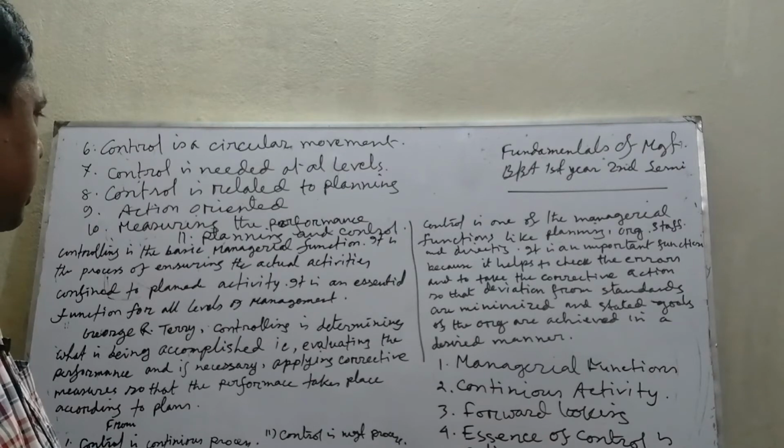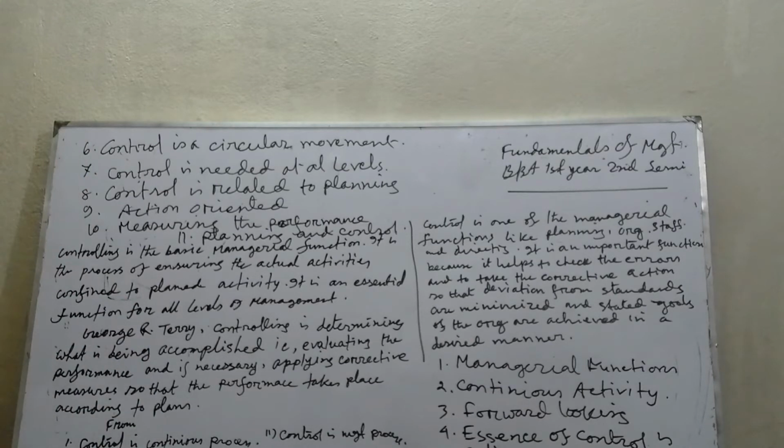And the next point, control is related to planning. Control cannot be exercised without planning. Planning is the first function of management, while control is the last. First, the objective is set and then efforts are made, whether these are accomplished or not. If things are not happening according to the plans, then corrective measures are taken immediately. So planning provides a base for controlling. And controlling is important in planning, organizing, directing, coordinating and controlling.